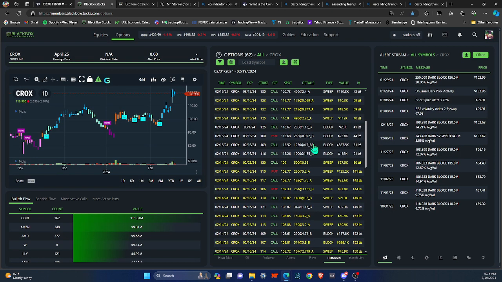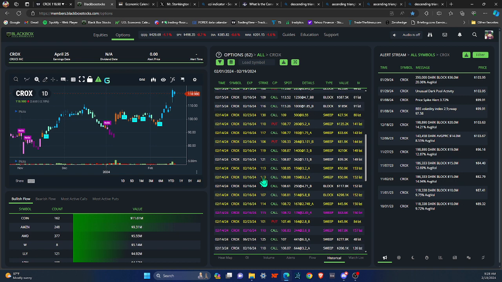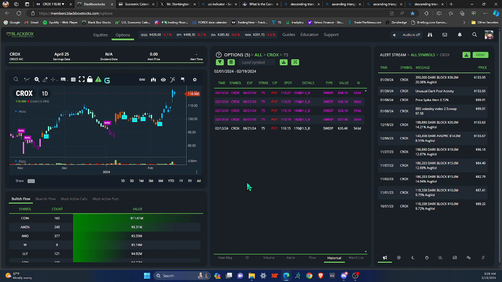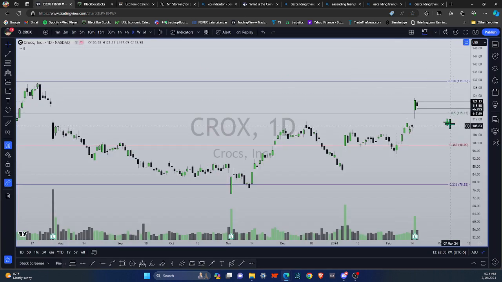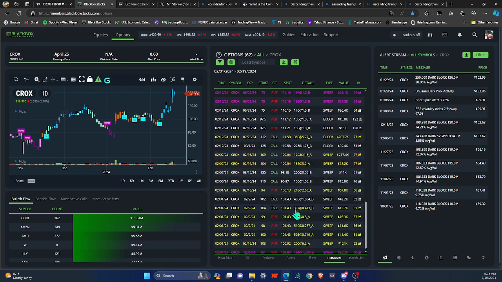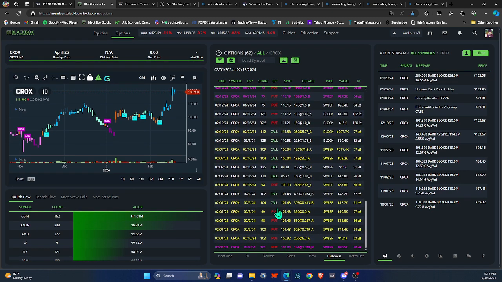Any good flow? Let's see. This is all expired. This expired the 16th. Huh. Maybe some put writing. But they did that just before the earnings. Bold. Not a ton of other. Yeah, that expired.